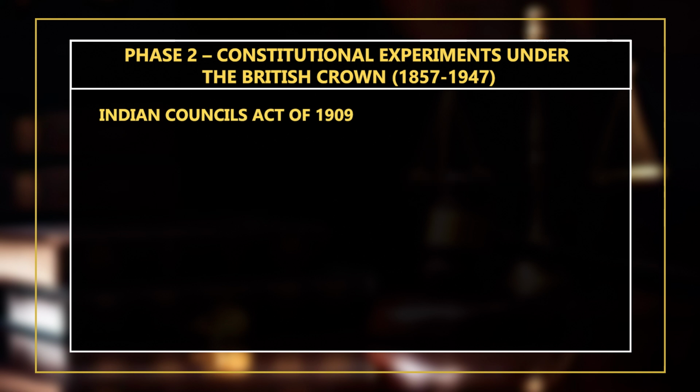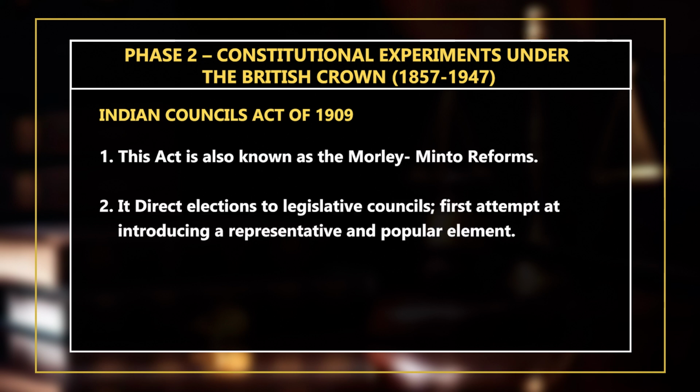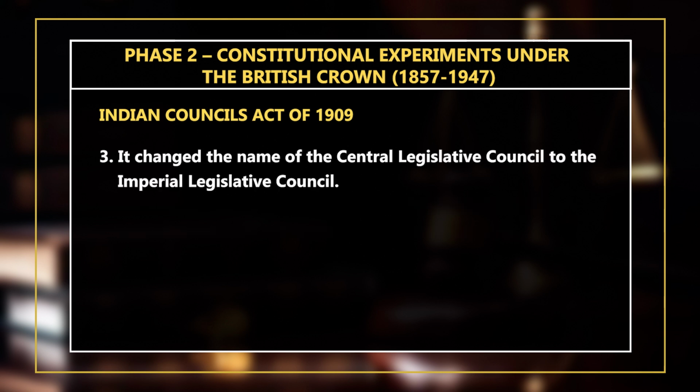Indian Councils Act of 1909. This Act is also known as the Morley-Minto reforms. It directed the elections to legislative councils. It was the first attempt at introducing a representative and popular element. It changed the name of the Central Legislative Council to the Imperial Legislative Council.